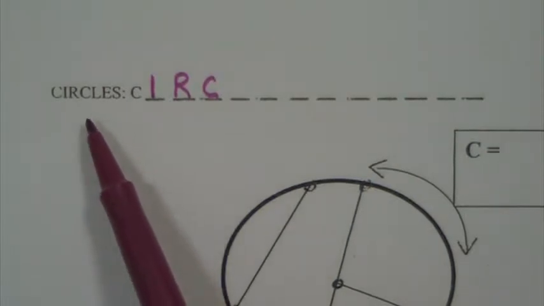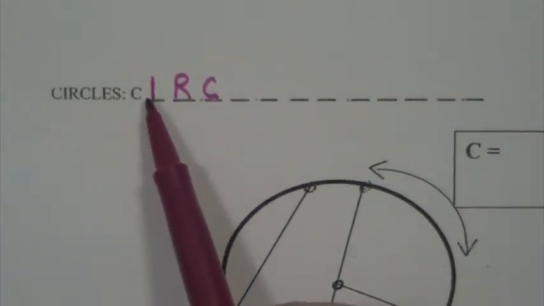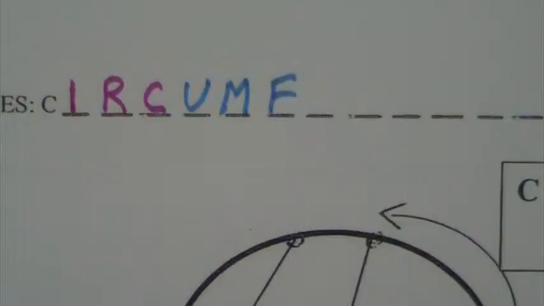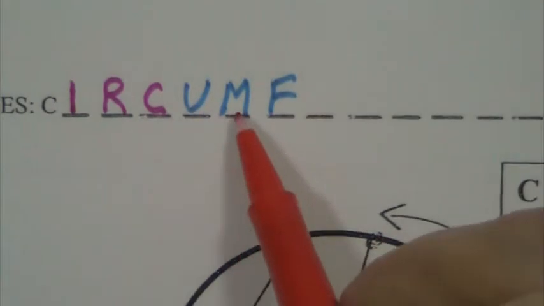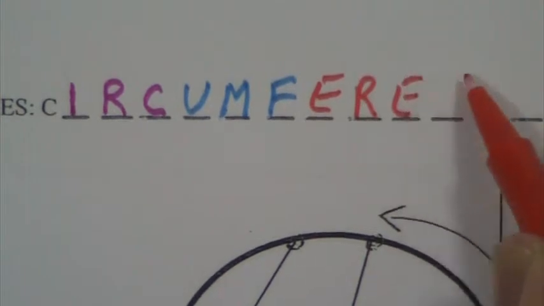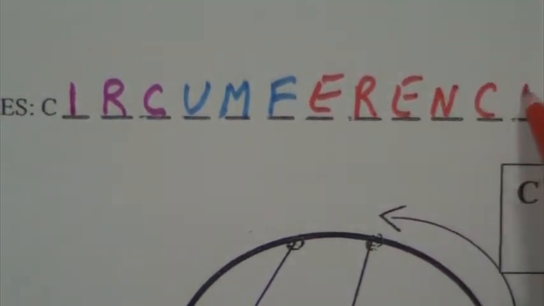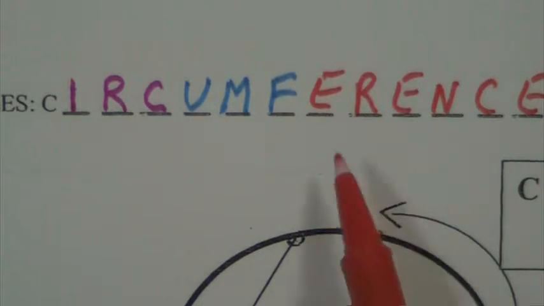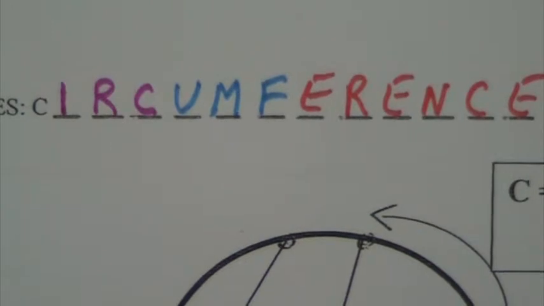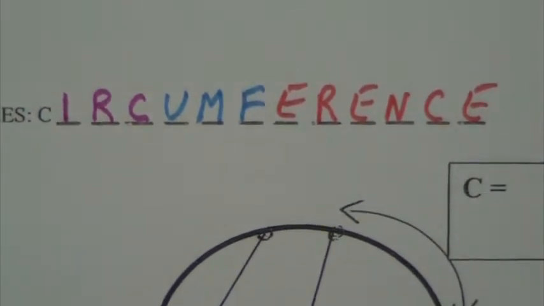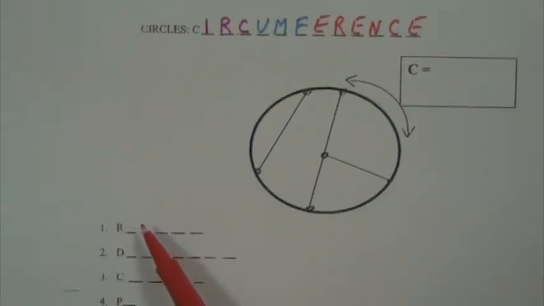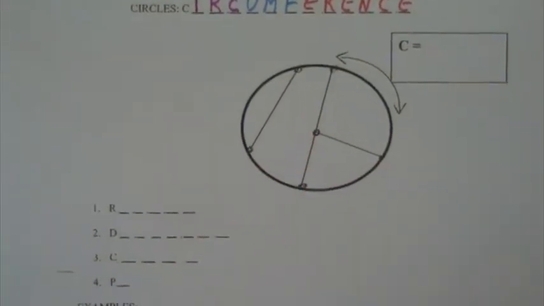Okay, today we're talking about circumference, learning about that. Notice it starts off like C-I-R-C, like circle. C-I-R-C-U-M-F-E-R-E-N-C-E, circumference. Let's first go down here and we'll identify the parts of a circle, or some terms of a circle.